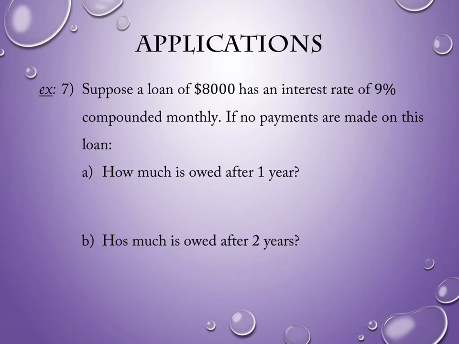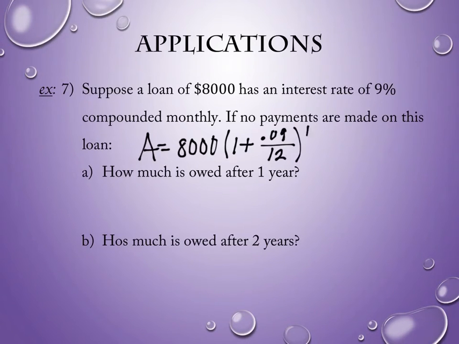Suppose a loan of $8,000 has an interest rate of 9% compounded monthly. No payments remain on the loan. That's how these formulas work, with no payments. They're just sitting there. The first question is how much is owed after 1 year? So our basic equation here is A equals P for the principal, that's the $8,000 loan, times 1 plus R, the interest rate, which was 9%, so that's 0.09. It's compounded monthly, that's 12 times a year. And then we have T in time in years, which will depend on which problem we're working on. But this is the generic equation for the rest of the work.